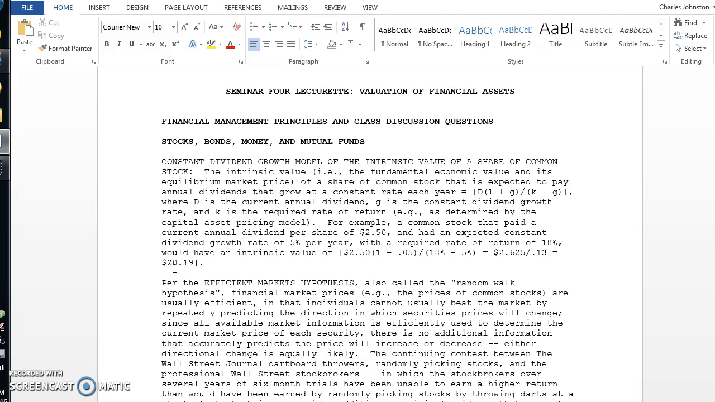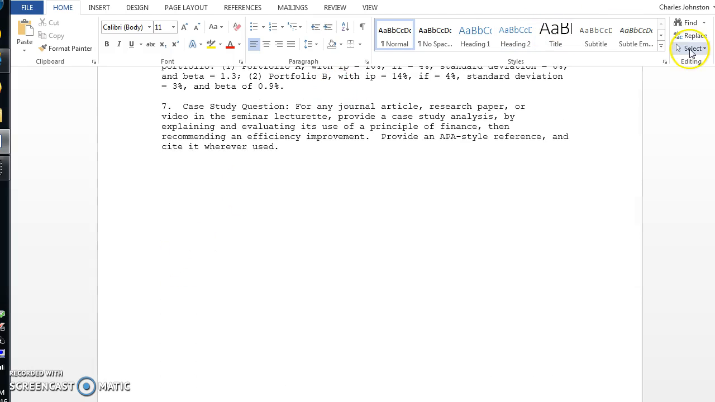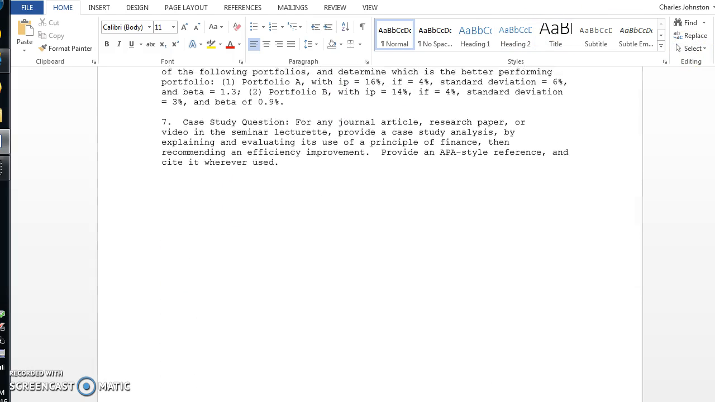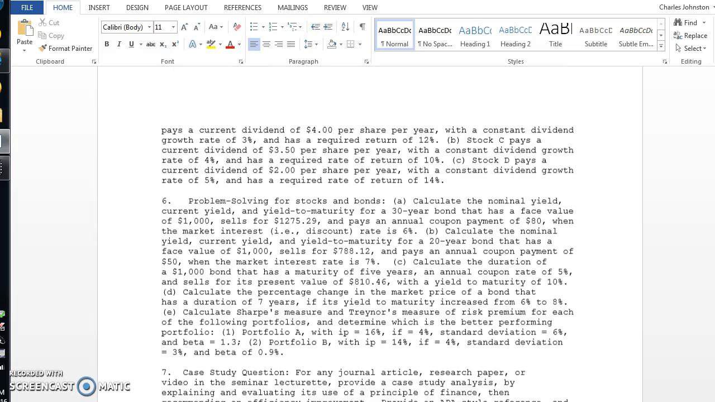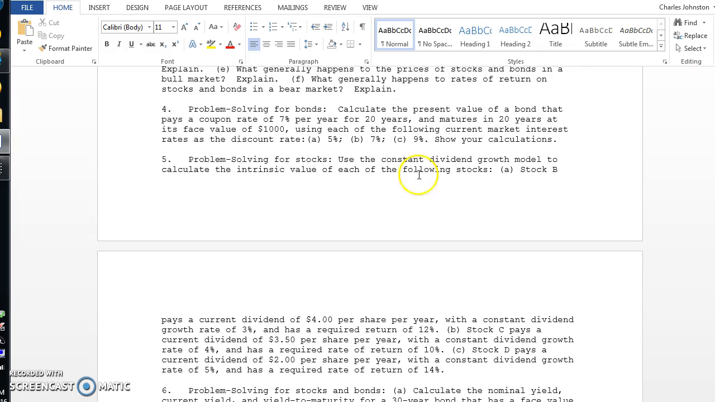Now if we go to the end of the lecturette, we have the class discussion questions. And number 5, problem solving for stocks, uses this model. So we have A, B, and C, 3 questions using this model to estimate the intrinsic value for each share of the stocks. So let's look at A.